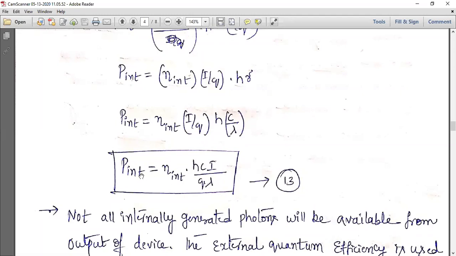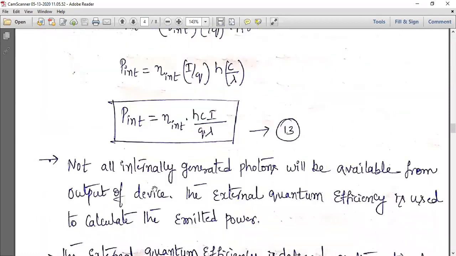This is important with respect to your exam. Normally they will ask a problem related to internal quantum efficiency and power, if they don't ask the derivation. So this is the power generated, but not all of it: this is the internal photons generated within the LED.